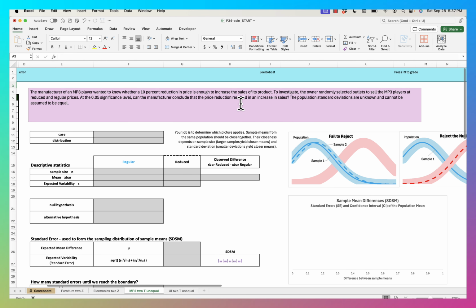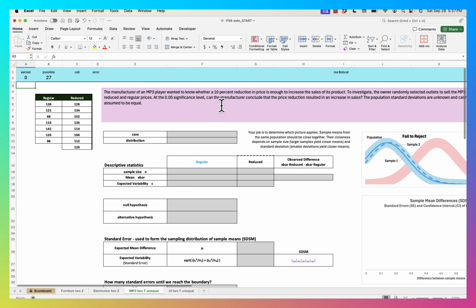So the manufacturer of an MP3 player wanted to know whether a 10% reduction in price is enough to increase the sales of its product. To investigate, the owner randomly selected outlets to sell MP3 players at reduced and regular prices. At the 0.05 significance level, can the manufacturer conclude that the price reduction resulted in an increase in sales? Population standard deviations are unknown and cannot be assumed to be equal.